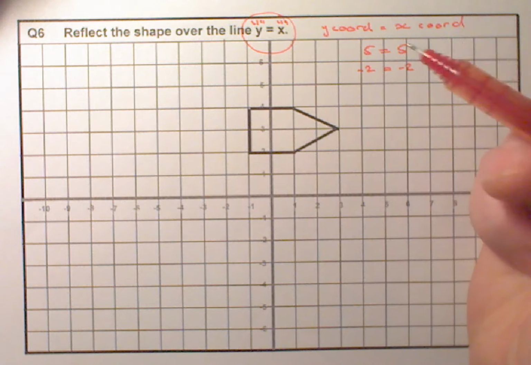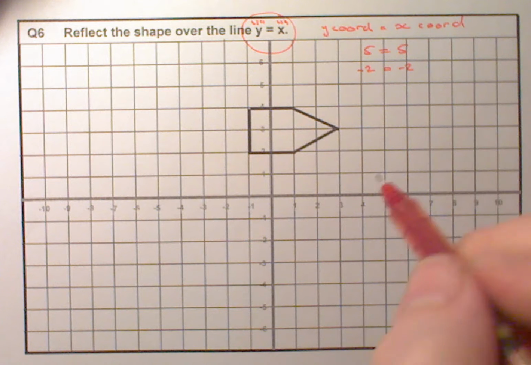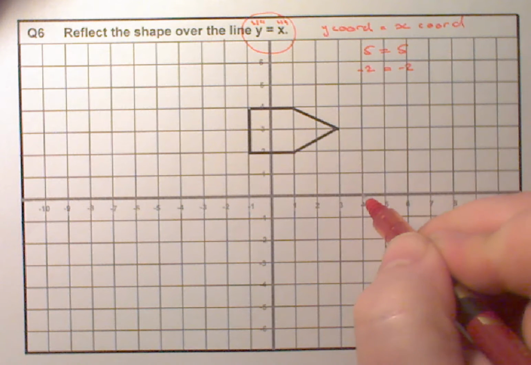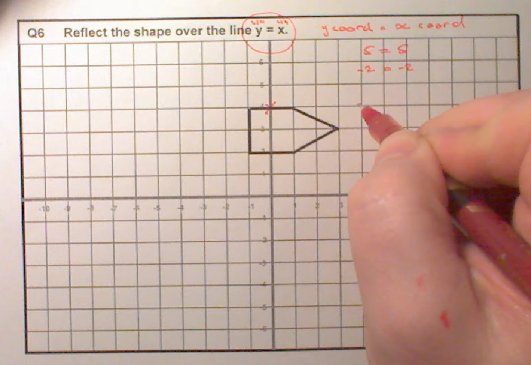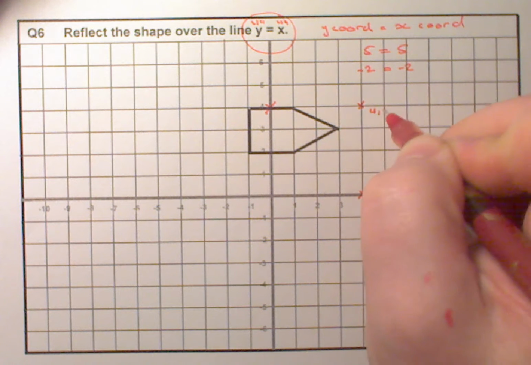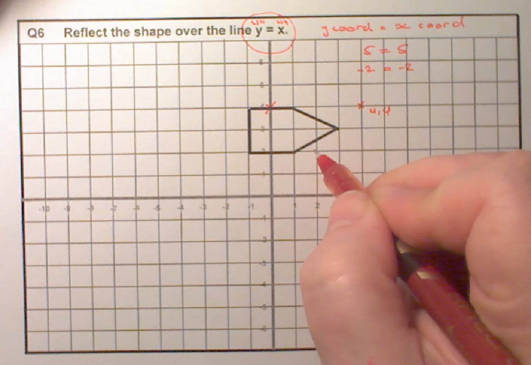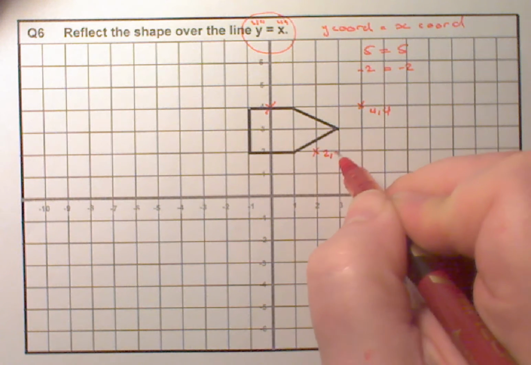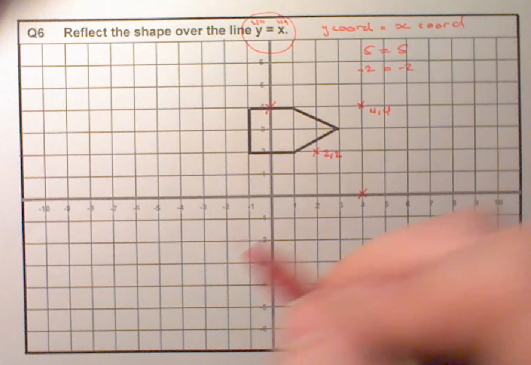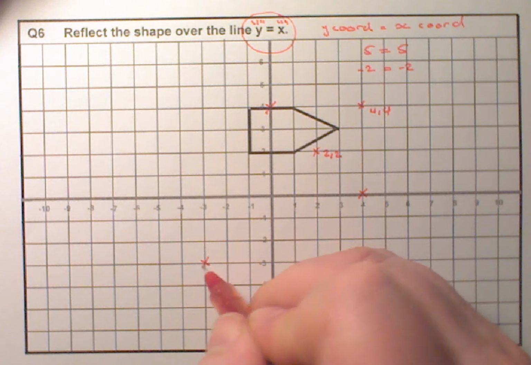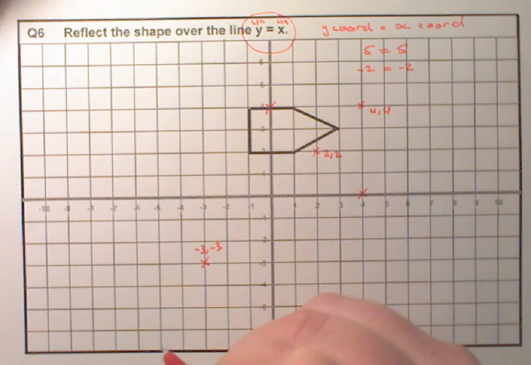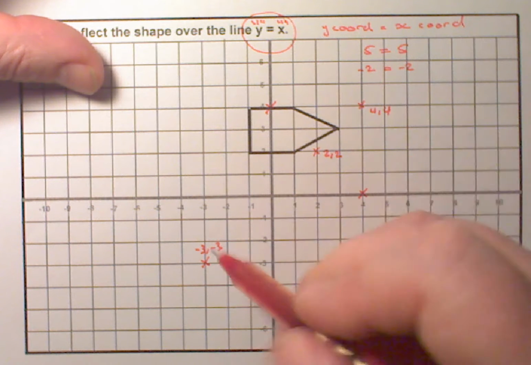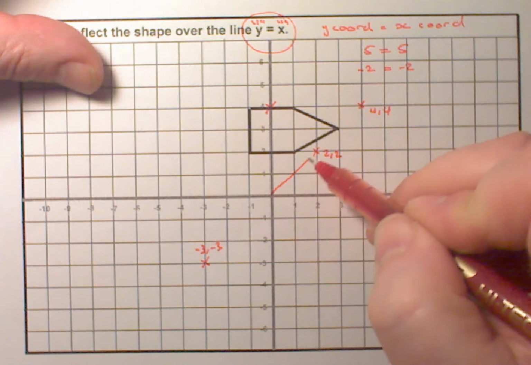Well, let's think about those points. So when x is 4, y must be 4, which gives you 4, 4. And in a similar way, you get 2, 2. The x coordinate is equal to the y coordinate, even in the negative. If x is -3, then y must be -3. And if you keep plotting points like that, you get a 45-degree angled line.